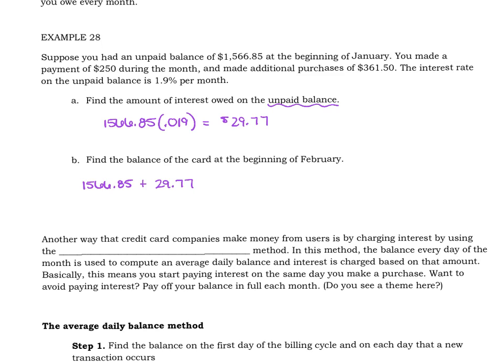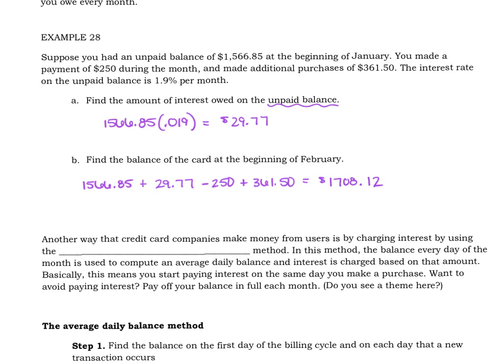You made a payment, so that actually lessens the amount you owe the credit card company. So you can take $250 off of what you owe. But then you turn around and you buy more stuff, $361.50 worth of stuff to be exact. And so now at the end of January and you get your bill, you owe the credit card company $1,708.12. And then this process would start over again.